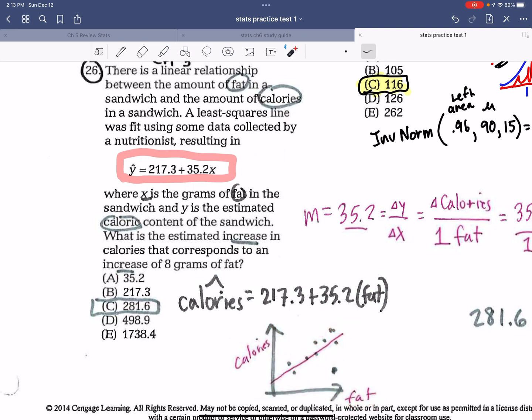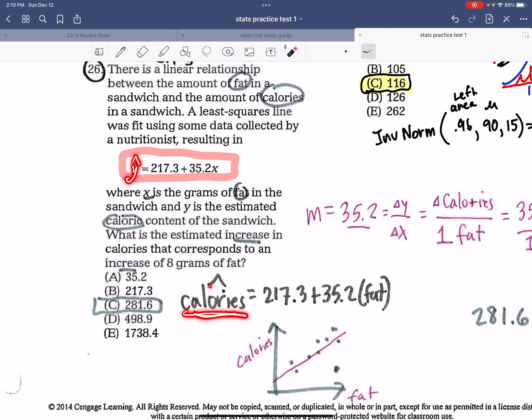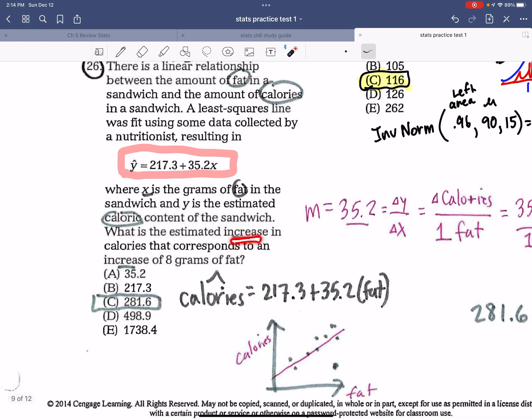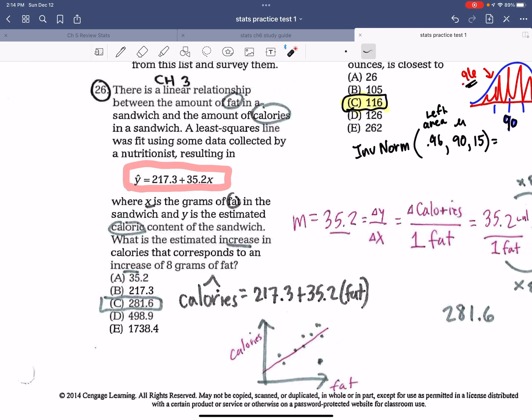It says X is fat, which is why I labeled that there, and Y is calories. We also know that we predict Y. So if somebody told us how much fat was in it, we could use this graph to predict how many calories we would have. But it's not really asking us to do any predictions. It's asking what this line of best fit is estimating, that the calories would increase for an increase of 8 grams? So as we move up the table 8, how much would that increase? And that's our slope, right?